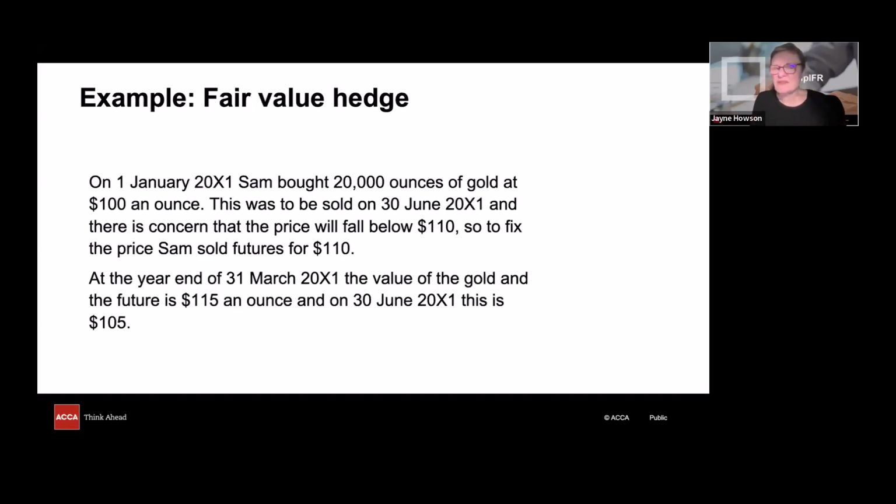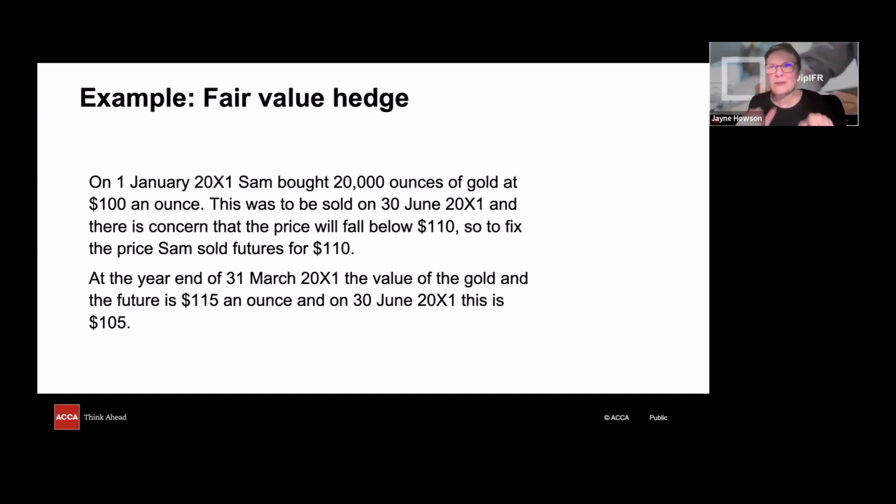So, having read through, you probably noticed the dates. 1st of January, Sam's buying this gold and he's paying $100 an ounce. We're looking at $2 million being paid for this gold, but we're looking to sell it after our year end of March. Now, what we have to do here is break down the timing.